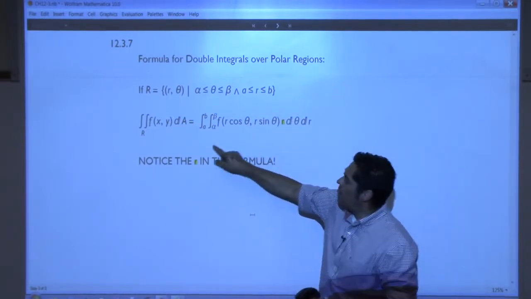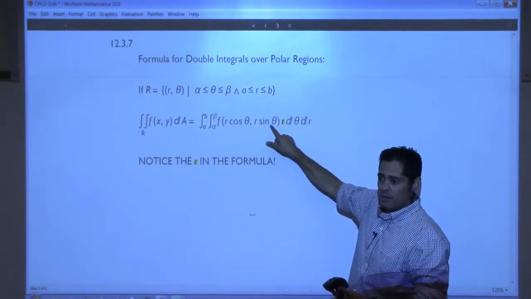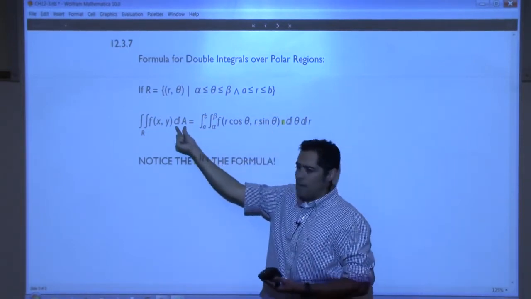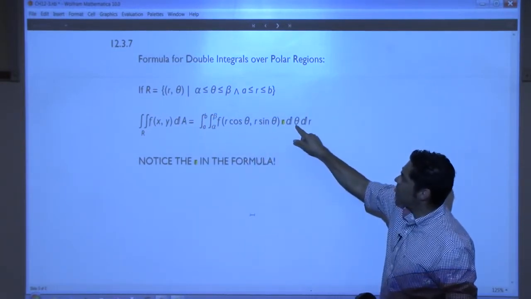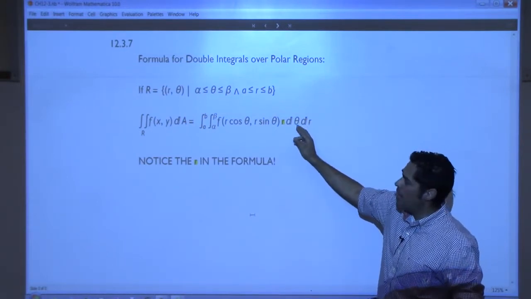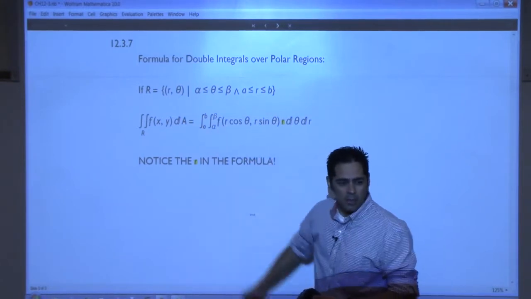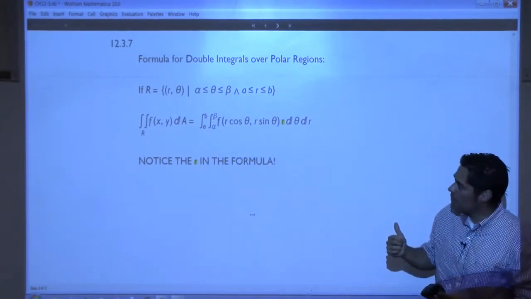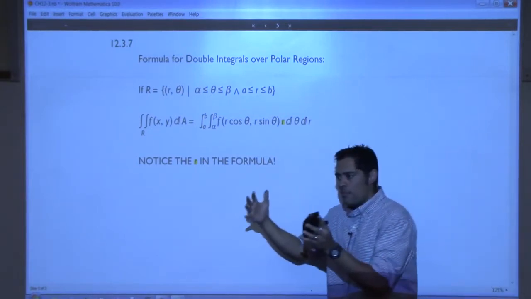Yeah? And that the y changes from y to r sine theta. Our dA, we just showed in the previous picture, was r d theta dr, right? Didn't matter what order that was in. And then our limits of integration were alpha, beta, and a and b. Do y'all follow that?